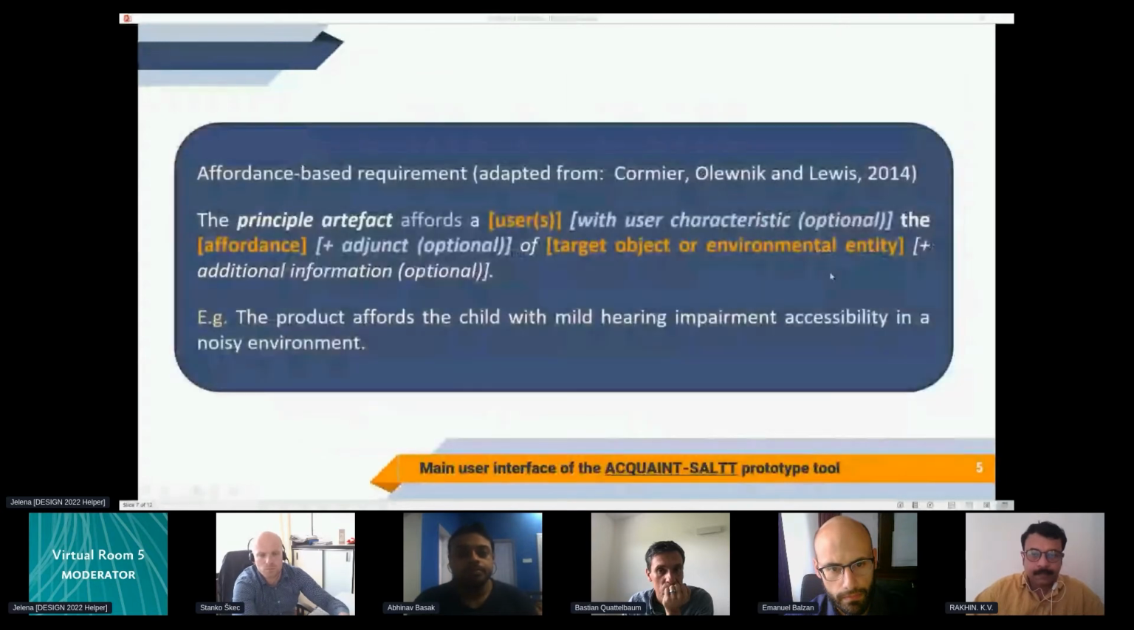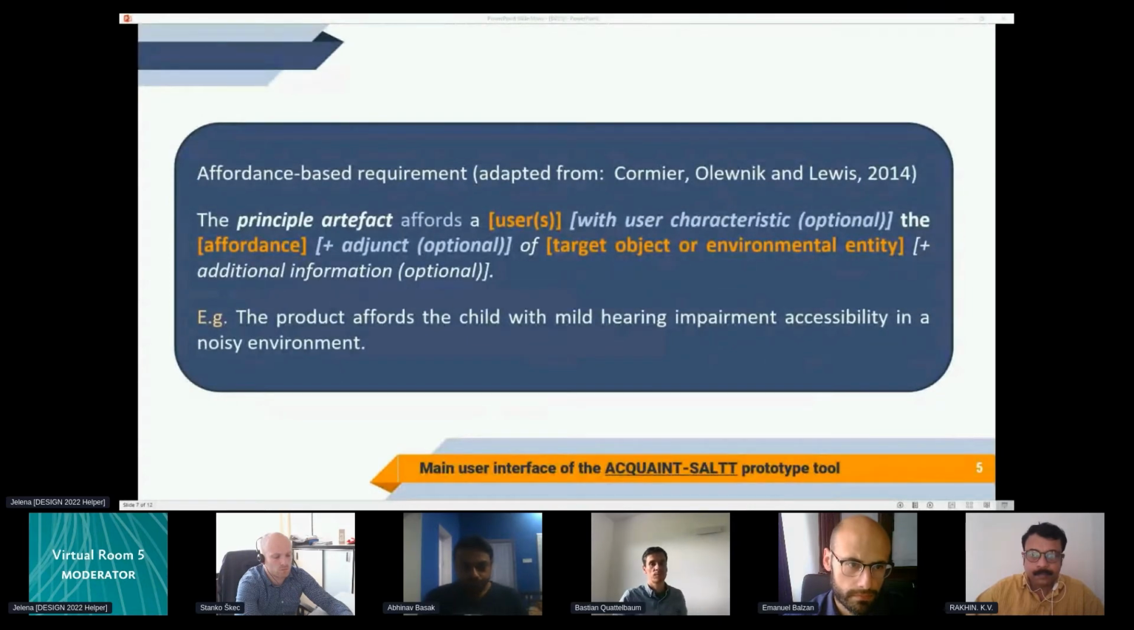The formalism of the affordance-based requirement statement was adapted from Cormier et al., where each statement states that the product being designed affords the user with a particular user characteristic, a type of affordance with respect to a target entity within the environment.